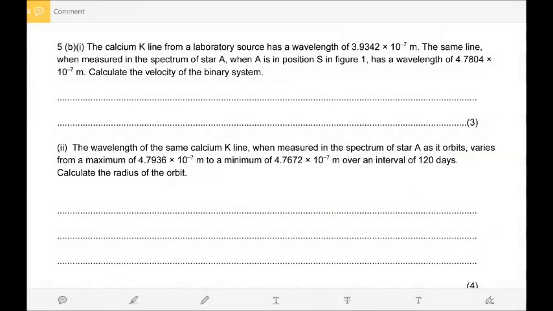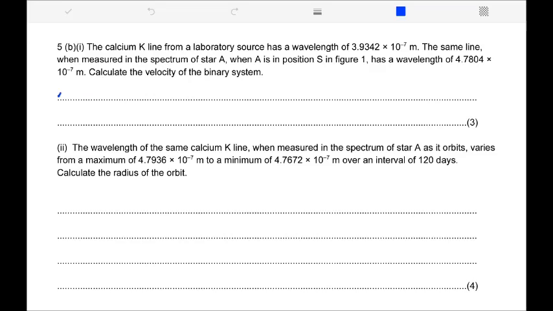Okay, question 5. The calcium line from a laboratory source has a wavelength 3.9342 times 10 to the minus 7 meters. The same line when measured in the spectrum of the star when it's in position S in figure 1 has a wavelength of 4.7804 times 10 to the minus 7 meters. Calculate the velocity of the binary system.